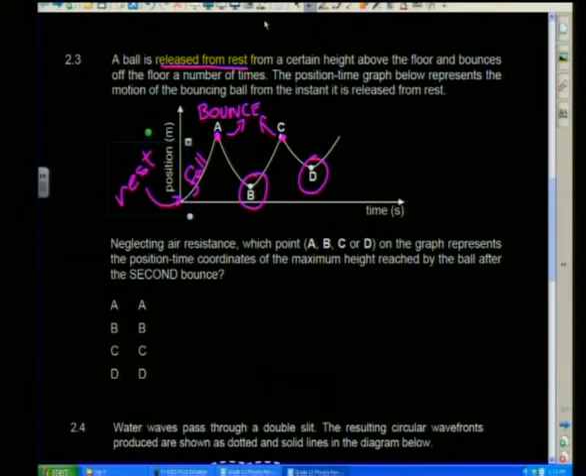So bounce number 1 we saw was A. Bounce number 2 was option C. Well, we know that the bouncing is not going to be the maximum height. So we already know that options A and C are completely out. So what we've got to do now is choose between B and D.